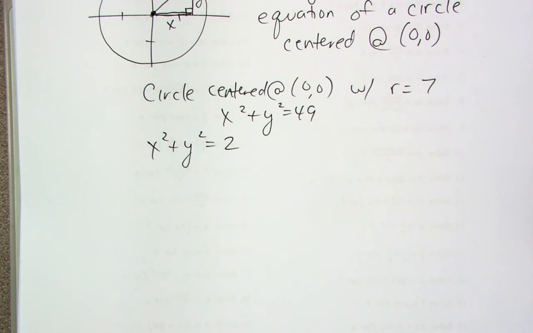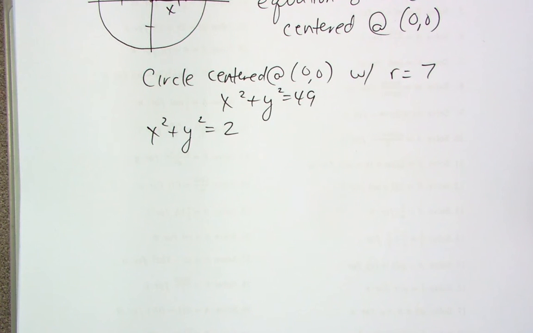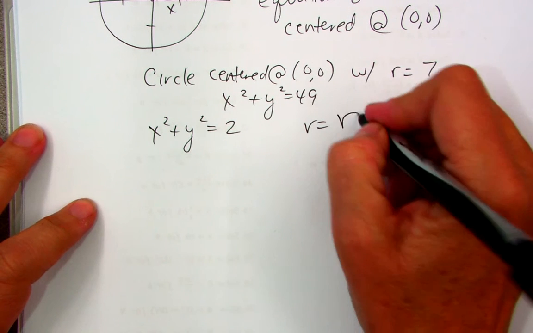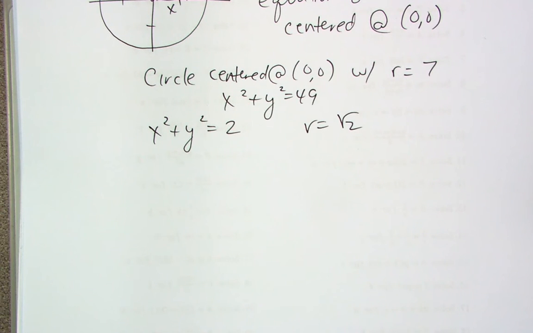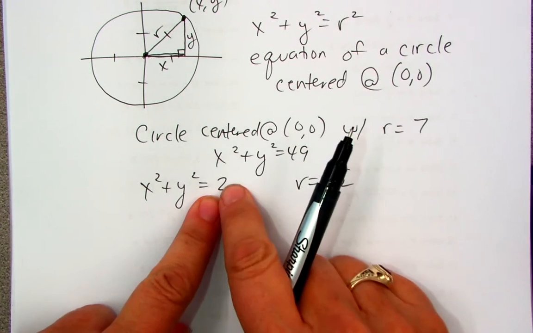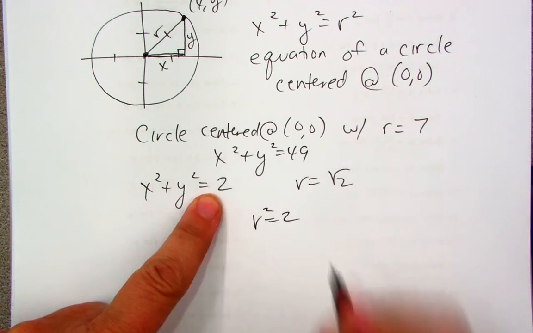There's an equation of a circle. Please tell me what the radius is on your paper. Radius equals what? Right? Because we know from the equation of a circle that r squared equals 2. But I just want to know what r is.